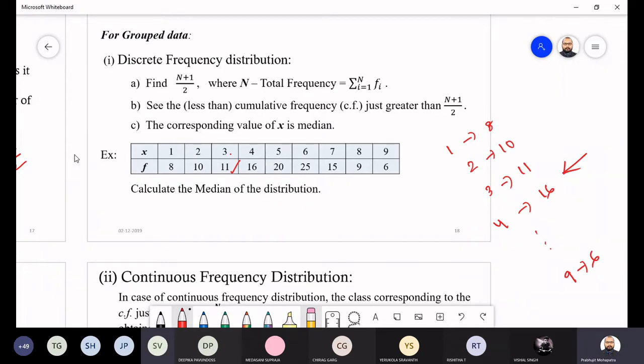What to do? Sum of all the frequencies. Okay, absolutely correct. Then whether you are doing n by 2 or n plus 1 by 2, for example, that is 13.5. Now that 13.5 will lie somewhere, so where is that position?